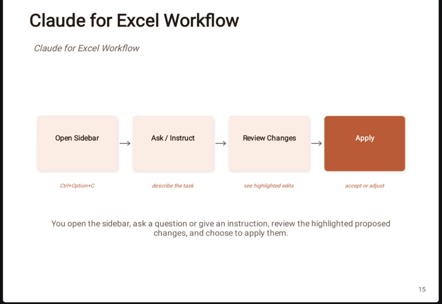Claude for Excel workflow. Control Option C. Open sidebar. Describe the task. Ask. Instruct. See highlighted edits, review changes, accept and adjust, apply. You open the sidebar, ask a question, and give an instruction. Review the highlighted proposed changes and choose to apply them.